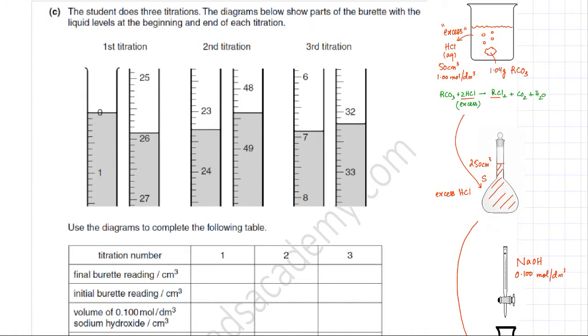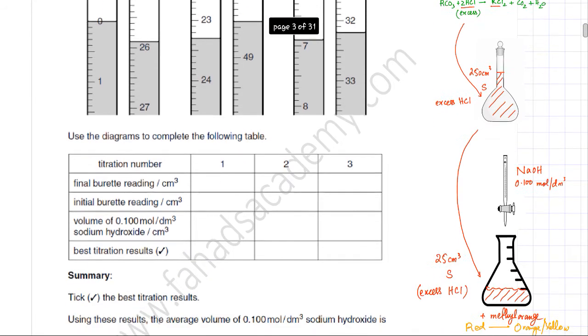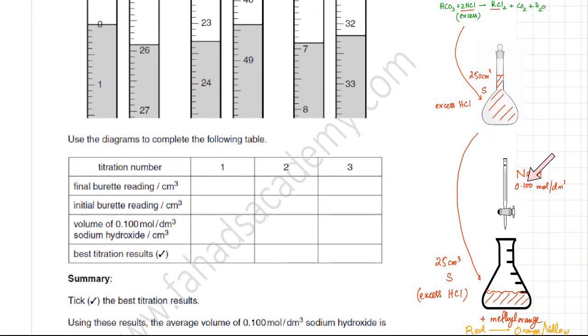Now in the next part, part C, we're given the titration results, and the student does 3 titrations, and the diagram below shows part of the burette with the liquid levels at the beginning and end of each titration. So we were doing this titration at the end where we were adding NaOH to the excess HCl solution S, 25 cm³ of S, and we were reacting the two together.